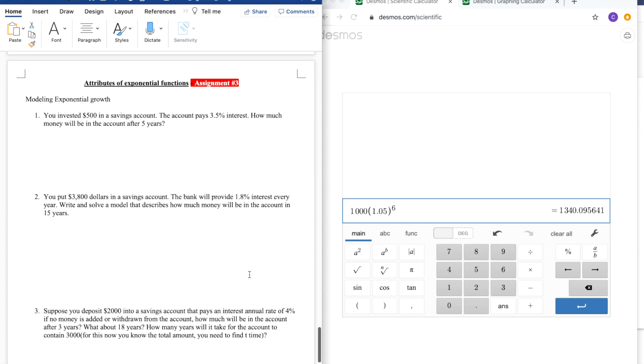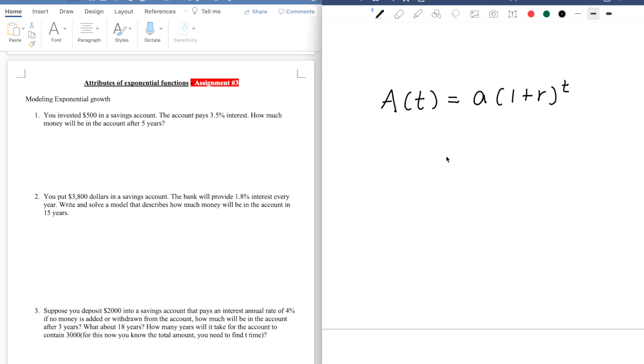I'm going to do number 1, and this is the model that I'm going to use for word problems. You invested $500 in a savings account. The account pays 3.5% interest. How much money will be in the account after 5 years? So let's start here. Remember, this A represents the total, and that's going to help us answer the question, so we're going to leave it alone for now.